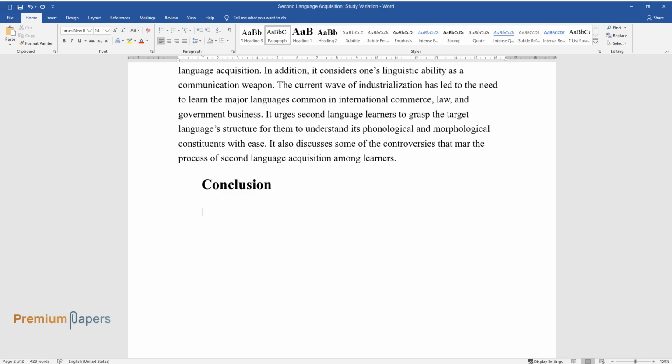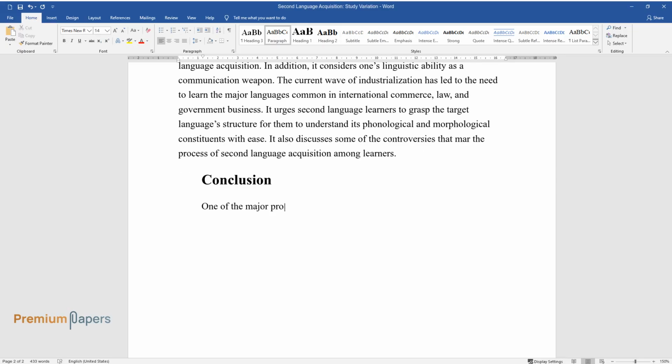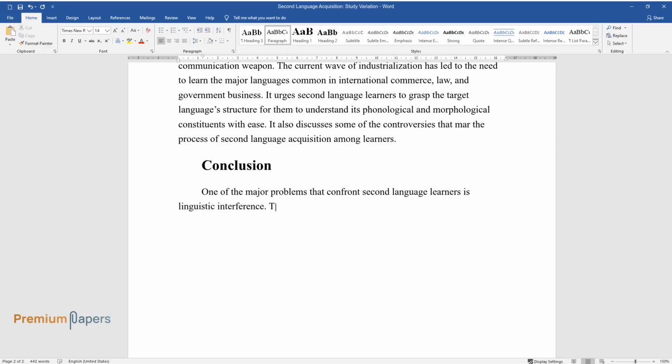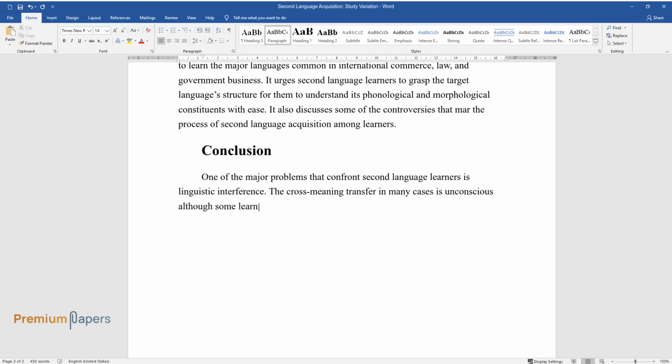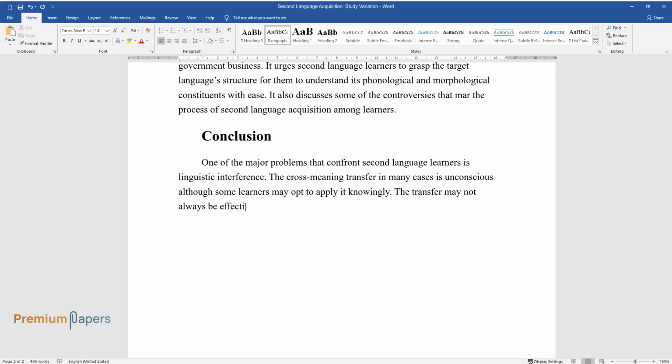Conclusion. One of the major problems that confront second language learners is linguistic interference. The cross-meaning transfer in many cases is unconscious, although some learners may opt to apply it knowingly. The transfer may not always be effective because different languages have different lexicons.